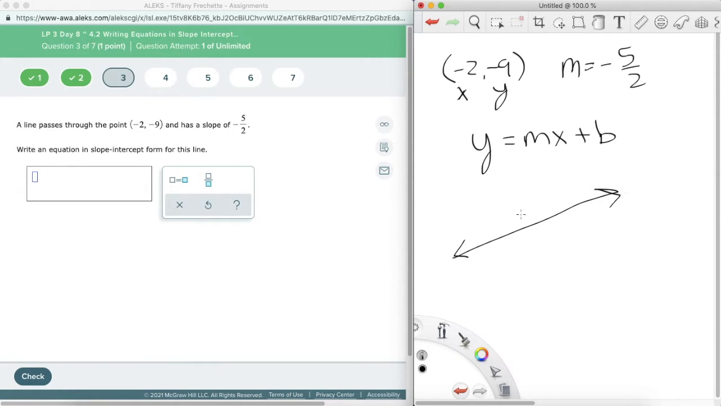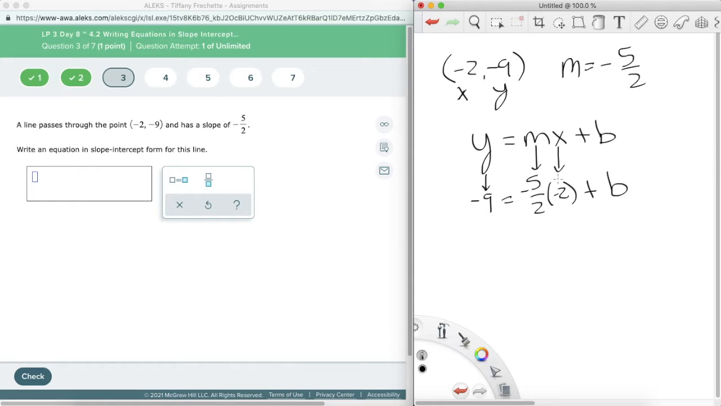That's why usually x and y stay x and y, because we can fill that in over and over again. But for this one, we're just going to use this point. So y is negative 9. M is negative 5/2, because they told me that's my slope. And then x is negative 2. So I'm going to go times negative 2 plus b. So b is going to stay b right now, because I don't know what my y-intercept is. Not yet. I'm going to find it right now by doing this multiplication. I'm going to solve for b.